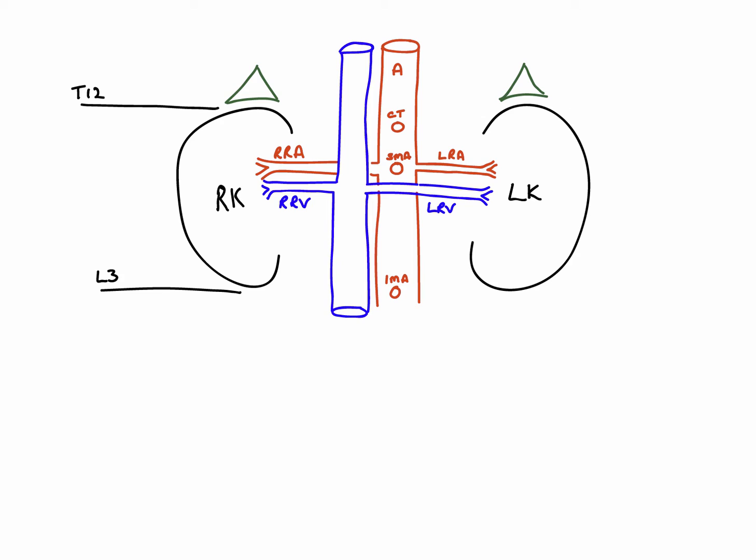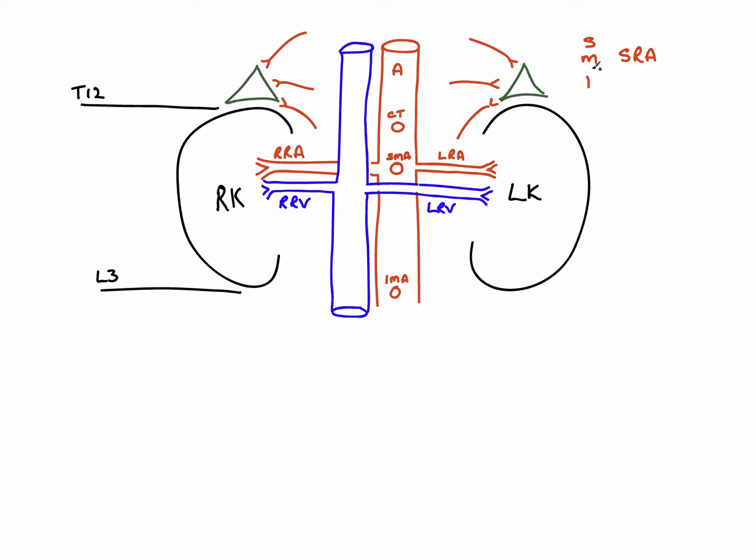And the arteries that supply the suprarenal glands are called the superior, inferior and middle suprarenal arteries. So here we can draw the superior, here we have the middle, and here we have the inferior suprarenal arteries.